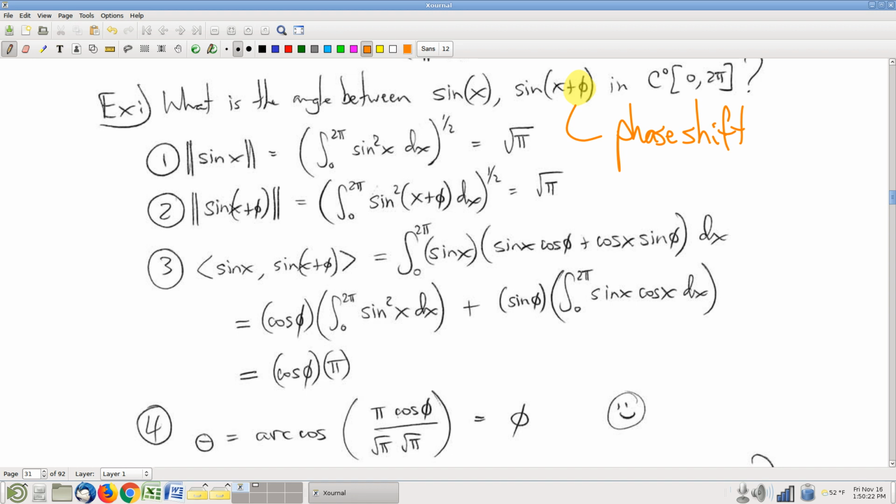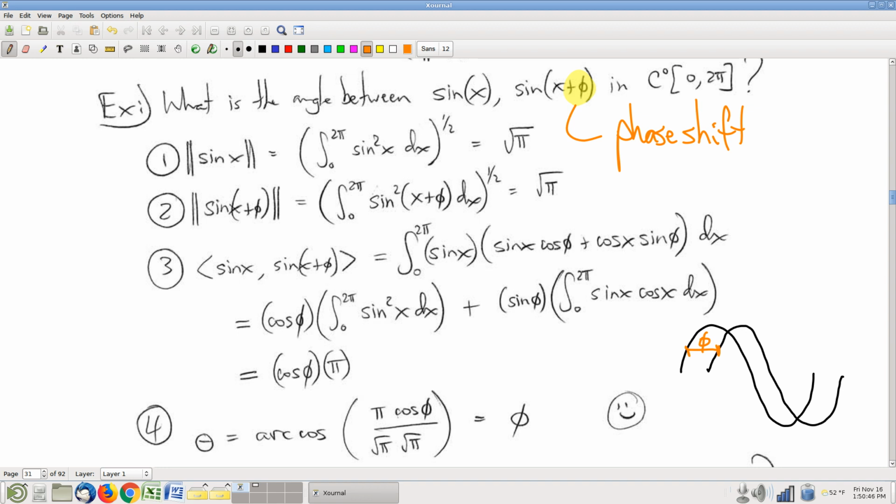So what we're looking at then is two sine waves. We're looking at something like that, something like that, and phi is the phase shift between them. Right? So that's what that is.